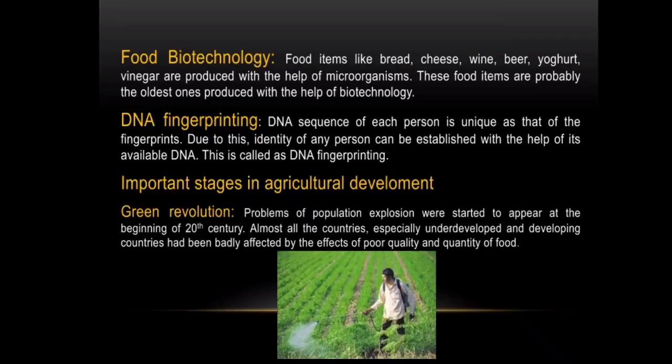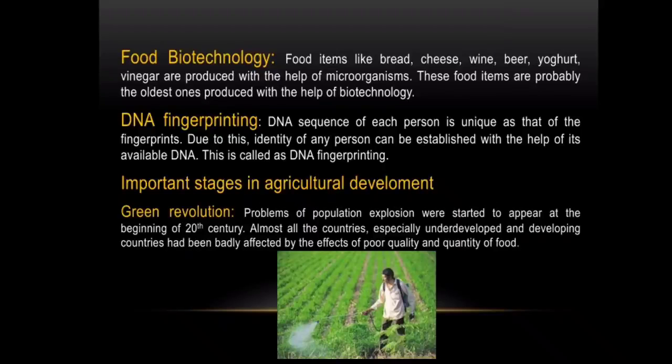Food biotechnology. Food items like bread, cheese, wine, beer, yogurt, and vinegar are produced with the help of microorganisms. These food items are probably the oldest ones produced with the help of biotechnology.